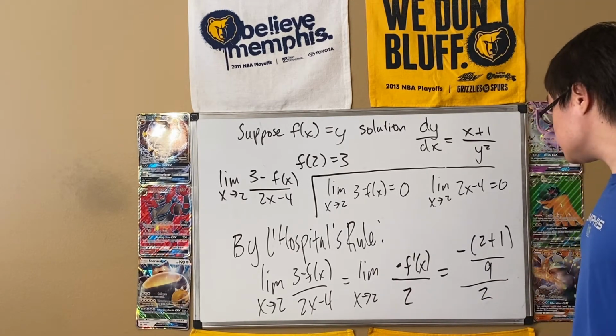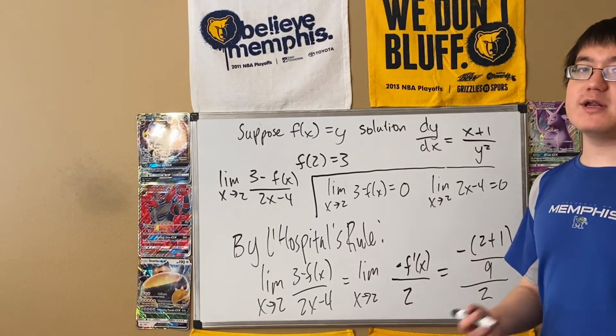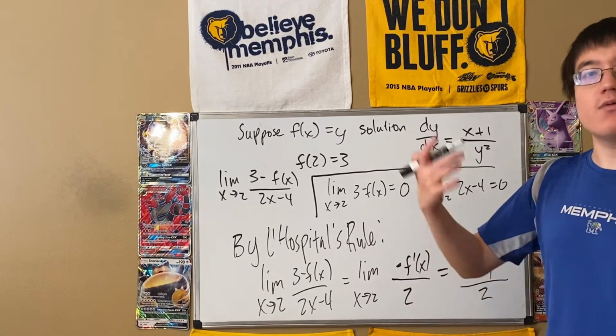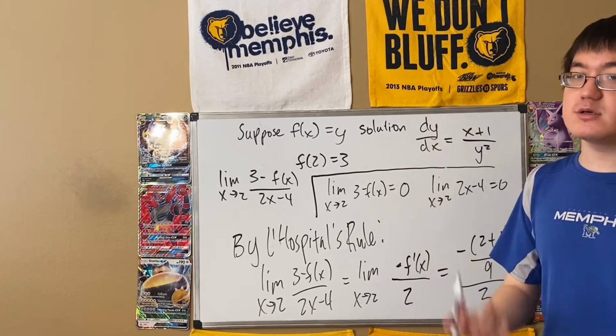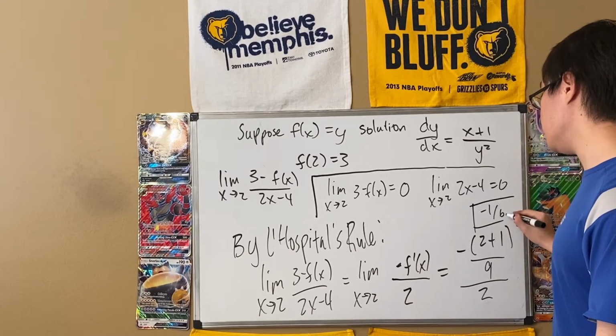Let's simplify this fraction. It's going to be negative 3/9 over 2. 3/9 is the same thing as 1/3. Keep in mind that 1/3 divided by 2 is not 2/3, it's 1/6. So the final answer in this lovely box is negative 1/6.